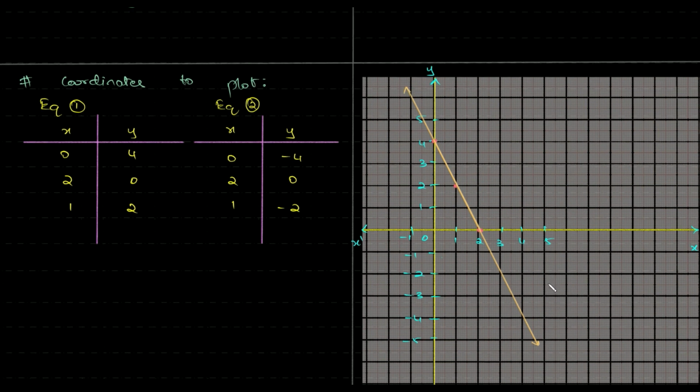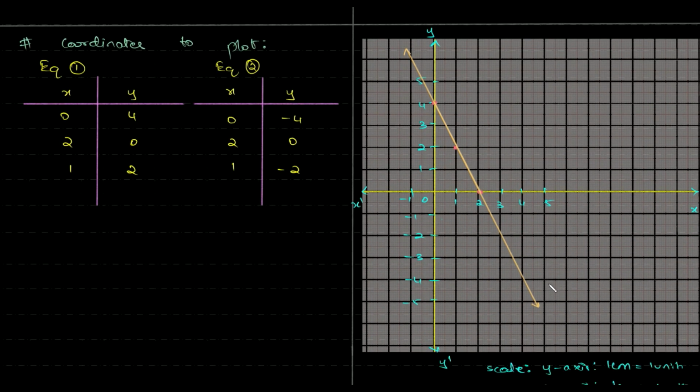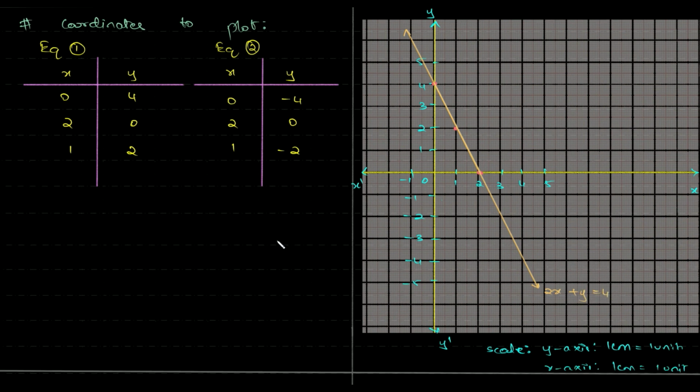And we have the other one. Equation 1 is what, guys? I think 2x plus y is equal to 4. And the other one is 0 and minus 4. 2 and 0 is the same thing. 1 and minus 2. Okay. Yes, we do have a decent set of lines. We'll get the answer. Not an issue.